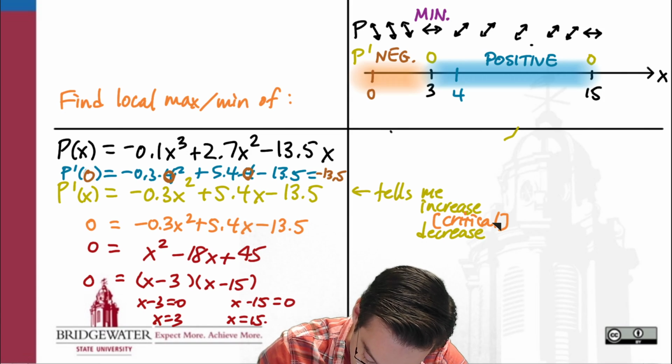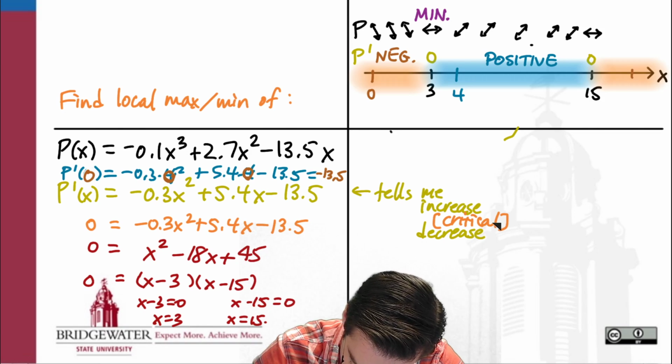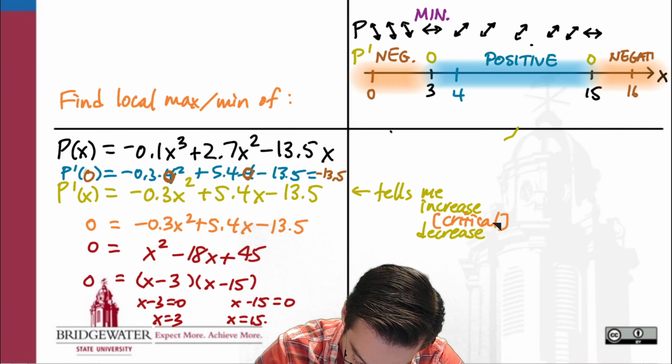And if we did the same classification over here on the right, if we took, again, whatever x value we want, let's say 16, plug it in, we know we're going to get a negative number. I mean, we would do out the arithmetic if we didn't have the graph.